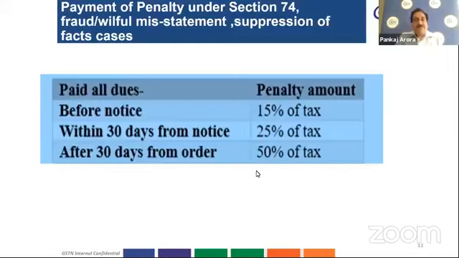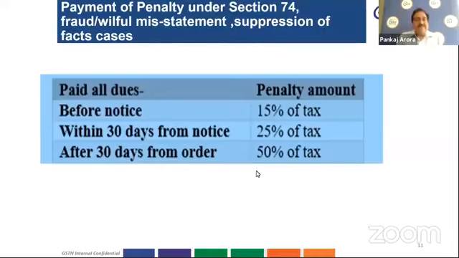And in section 74, which deals with cases of non-payment, short payment, erroneous refund, or misutilization of input tax credit due to any fraud, willful misstatement, or suppression of facts to evade payment of tax, in that case, if the entire amount along with the interest is paid before service of notice, then a penalty equal to 15% of tax is to be paid by such taxpayer.